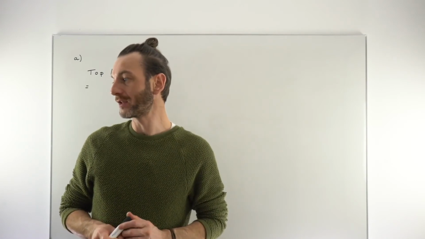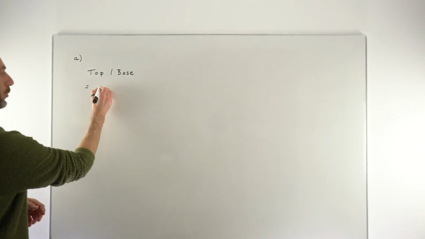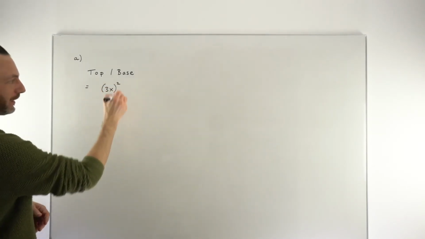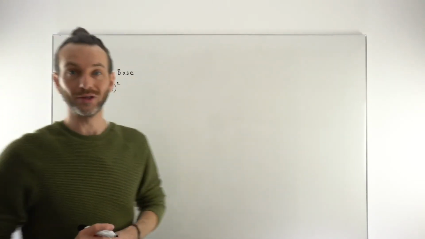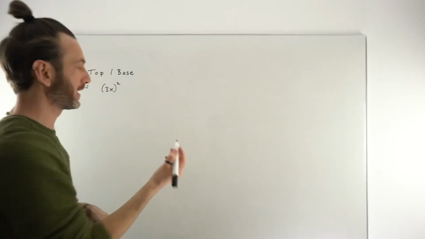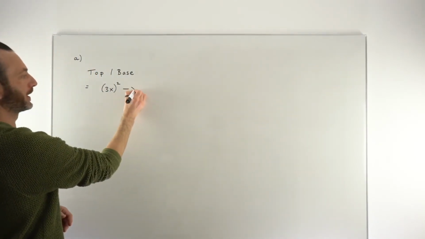So it's going to be 3x times 3x, which would be 3x all squared. So we've got 3x all squared. That would give you basically the area if it was just a square. And we're subtracting from that the bit for the tunnel, which is x times x, which is x squared. So it's going to be like that.